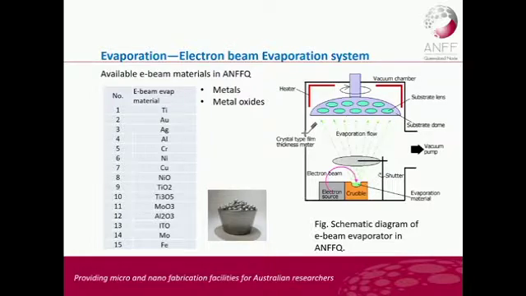This is the schematic diagram of the E-beam system. We have the E-beam source here. Once you heat the source and it gets evaporated, we have the shutter to control the deposition. Once the thickness is reached, the shutter will close automatically, and we have a quartz crystal to monitor the thickness. During the deposition, the dome where the wafer sits also rotates to keep the uniformity higher.